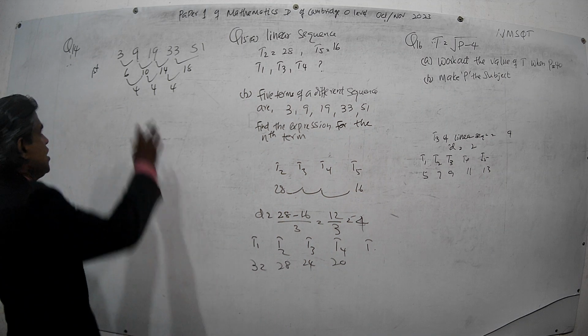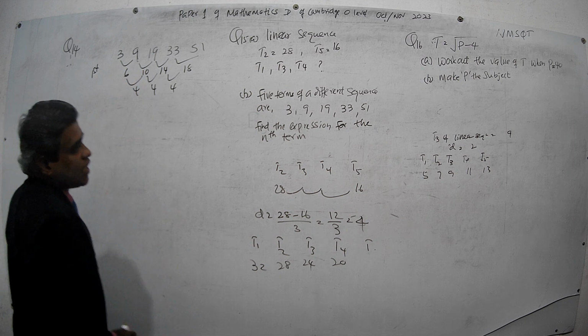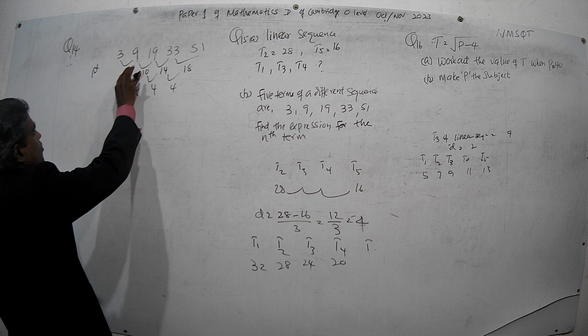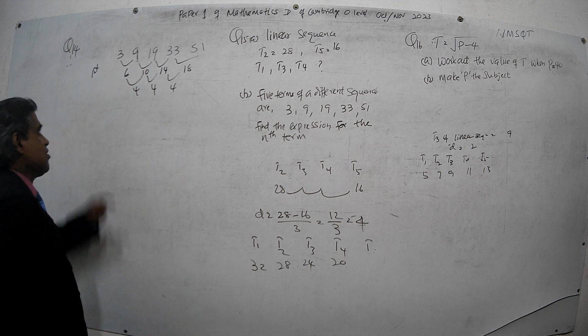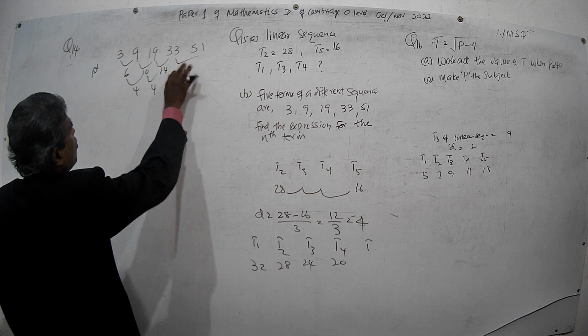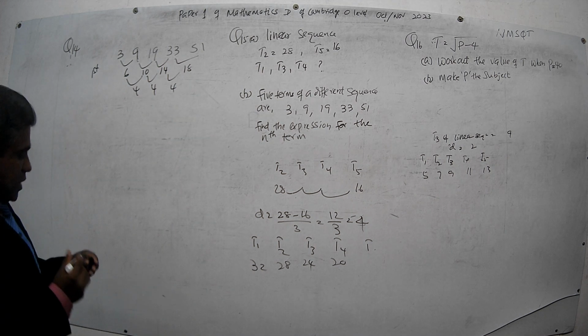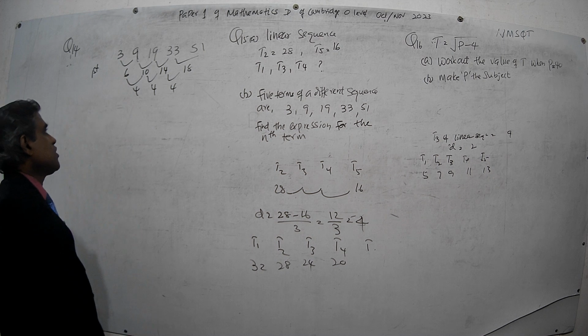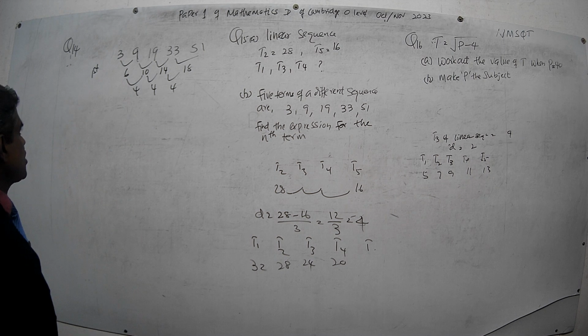So the first difference is a linear sequence. Here, the sequence of first differences is a linear sequence. See, here it has a common difference: 4, 4, 4. Then the second difference is a constant. If these two conditions are satisfied by a particular sequence, it's a quadratic sequence.